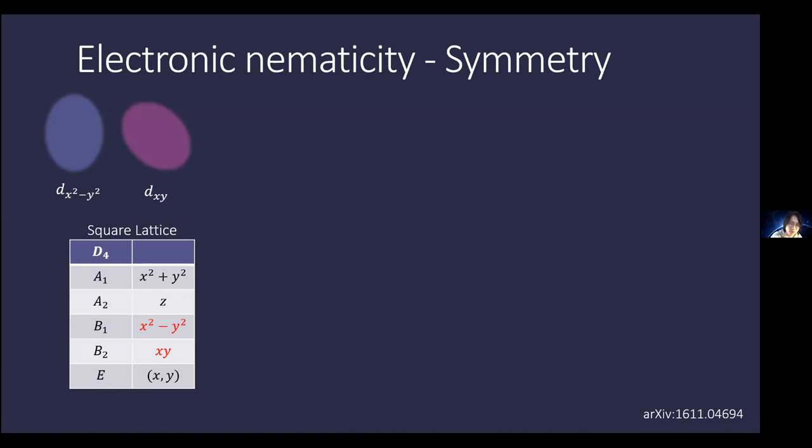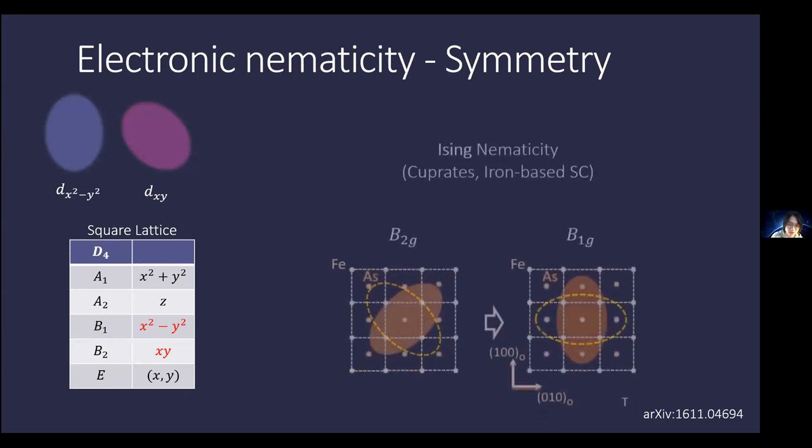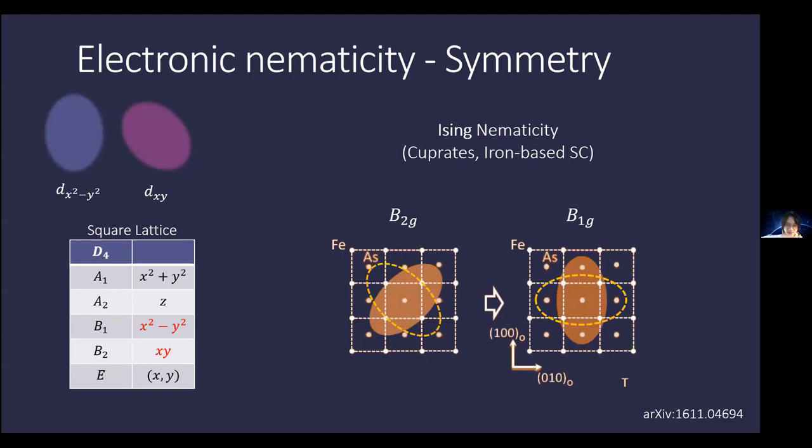And usually, due to the competition between the different parameters, you only end up with one of them, which is either aligned to the lattice or is 45 degrees from it, called B1g and B2g respectively. And this is called Ising nematicity. It's analogous to having to pick one of the directions. And it has been found in cuprates and iron pnictides indeed.